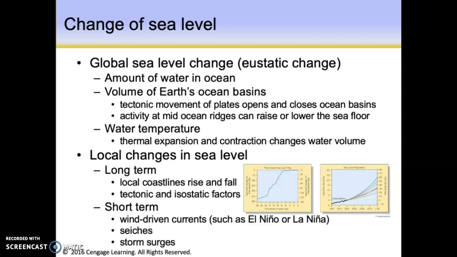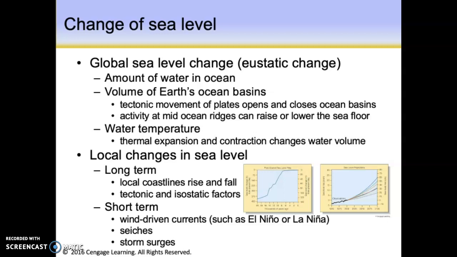A couple of items are a little trickier to understand. One of them is the volume of the Earth's ocean basins. It turns out that plate tectonics has an effect on this, and we're not going to get into that very deeply because it doesn't really come into play in what we're talking about in the class. But you should just know that the volume of the Earth's ocean basins can change based on tectonic activity.